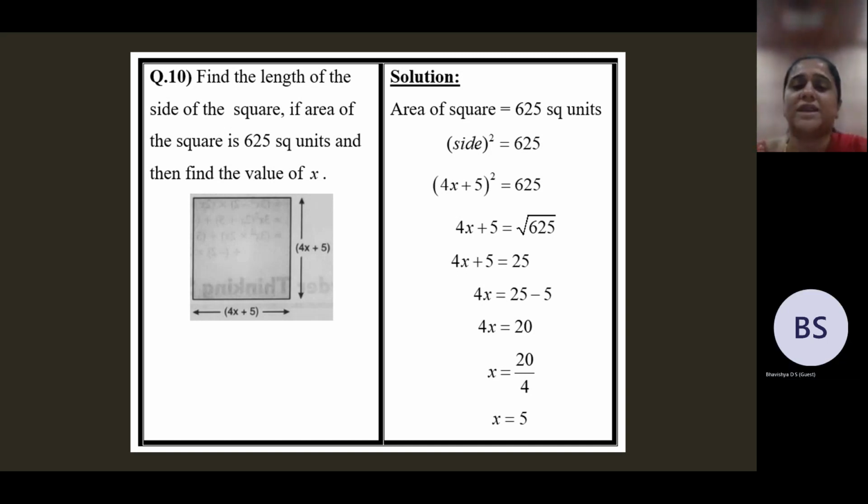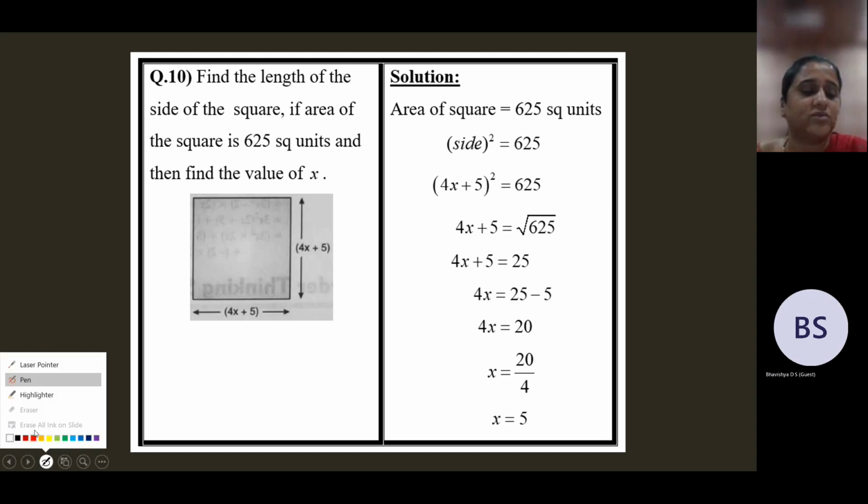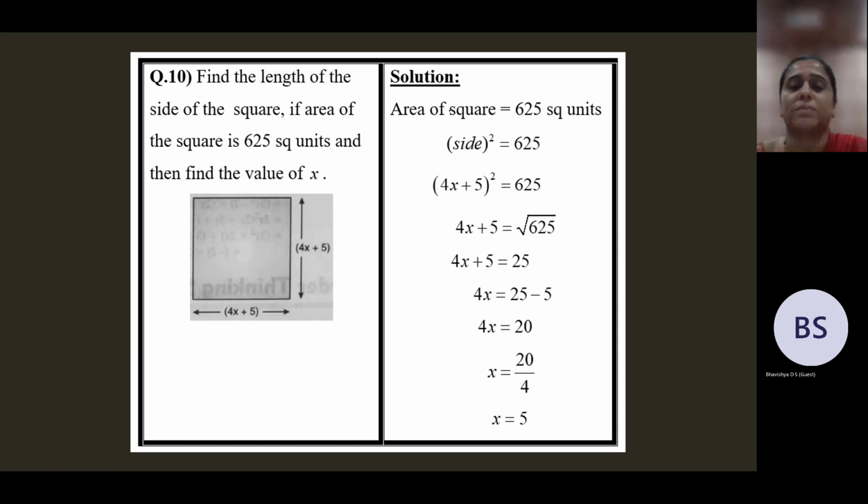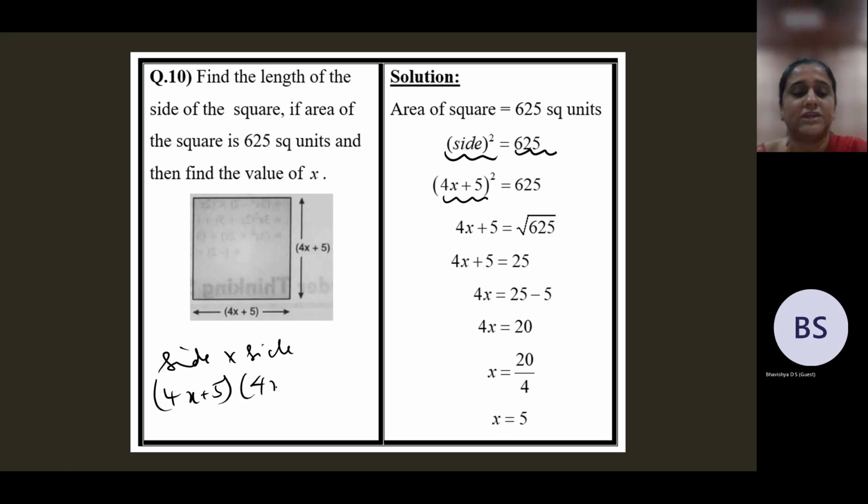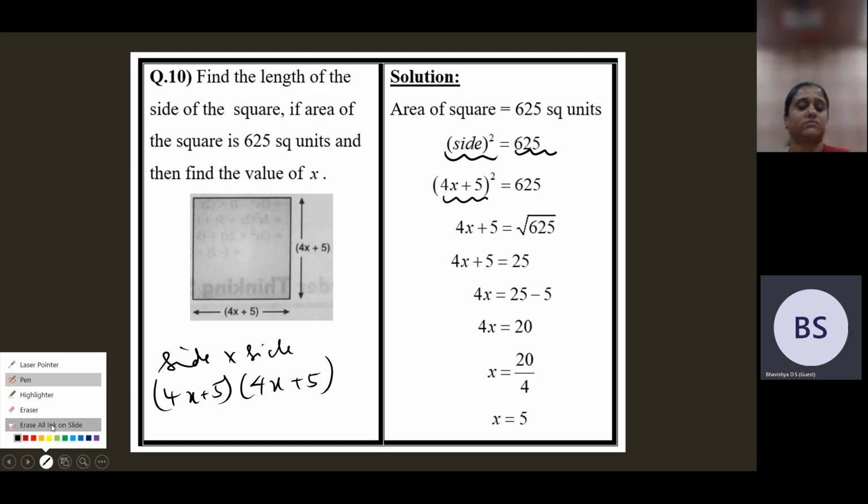Okay, so here I've written directly side square. Instead of writing side into side, I've written side square. Side square is equal to 625. So 4x plus 5, the whole square is equal to 625. If you write side into side, then you will get 4x plus 5 into 4x plus 5, which should be written as 4x plus 5, the whole square. Take a screenshot. Took, ma'am.